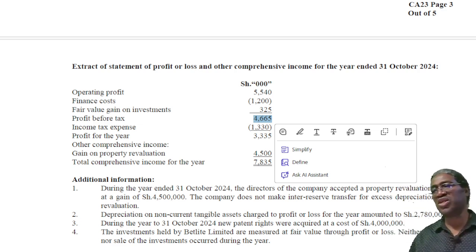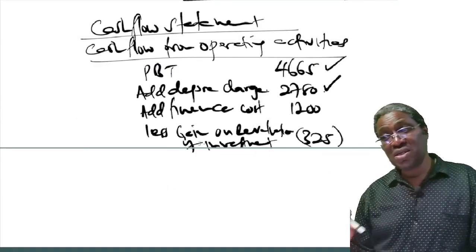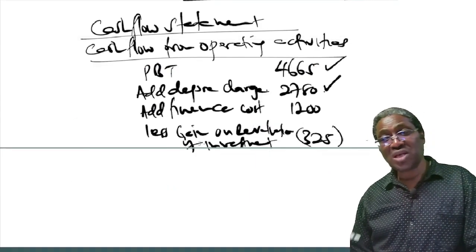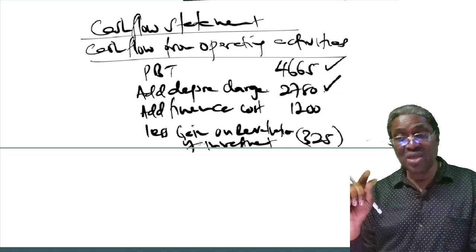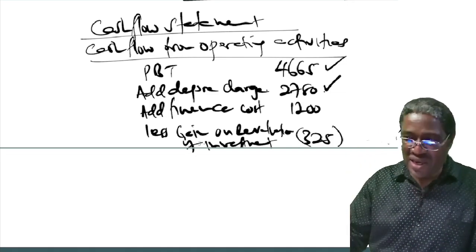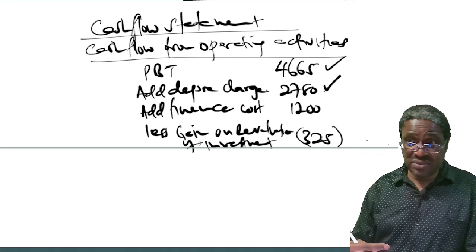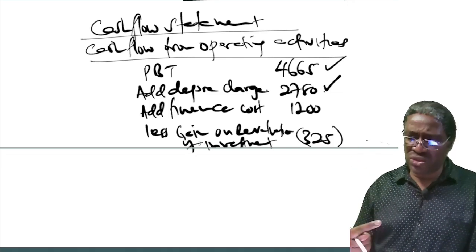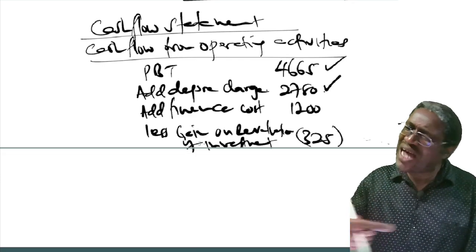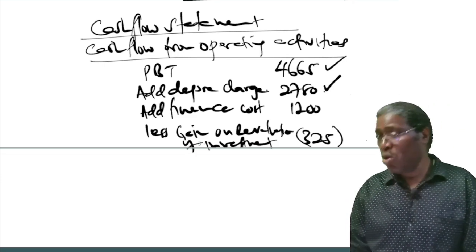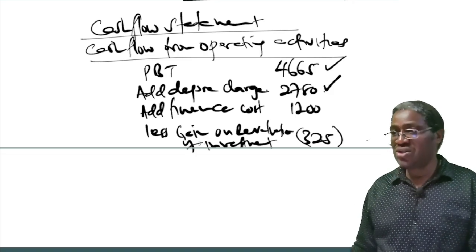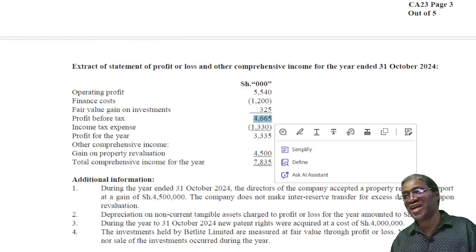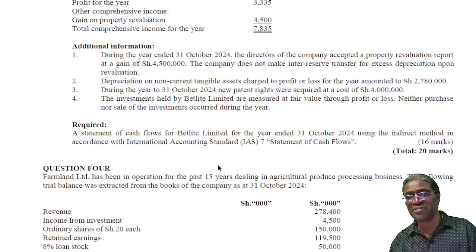Good. So it means that I am through as far as the income statement is concerned in identifying the non-cash items. Once you do that, go back to the additional information. See whether there is any other non-cash item you could pick, or from your workings. That's what we want to do now. From the additional information, is there any other non-cash item we could pick?